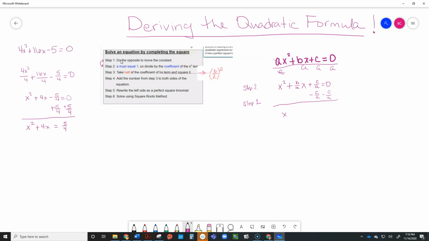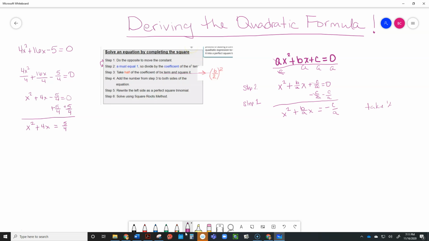Okay, and then that's going to give me x squared plus b over a x equals, why do I have an equal sign right there? Because those two add to 0, equals 0 minus c over a, which is a negative c over a. All right, now it says that I have to take half of the coefficient.